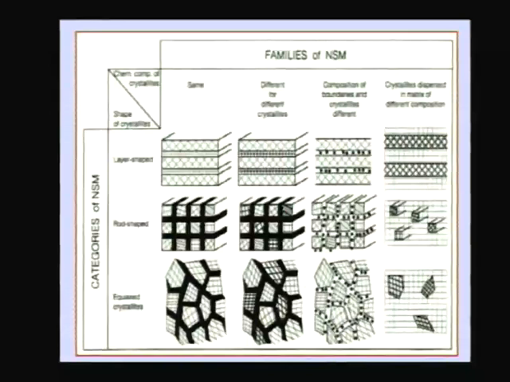And similarly, you can have the grain boundary composition different from that of the grain. For example, if you have a layered structure, the composition of the interlayered region can be different. So one can have such materials with the composition at the boundary being different from that of the composition in the interior, and similarly you can have nanocrystals of a composition dispersed in a matrix.